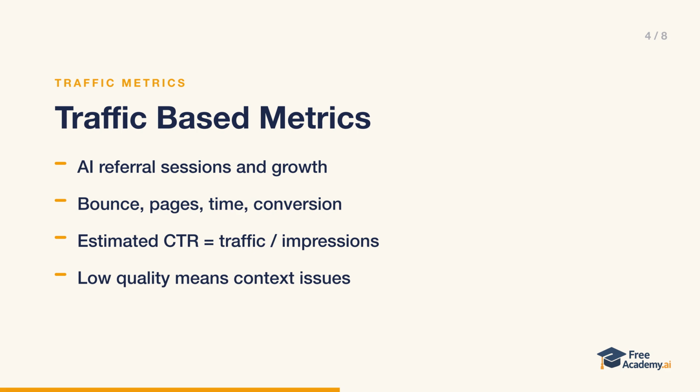Citation to click rate is the percentage of citations that produce clicks. It is hard to measure directly, but you can estimate it by dividing AI referral traffic by estimated impressions. It shows how compelling your citations really are.